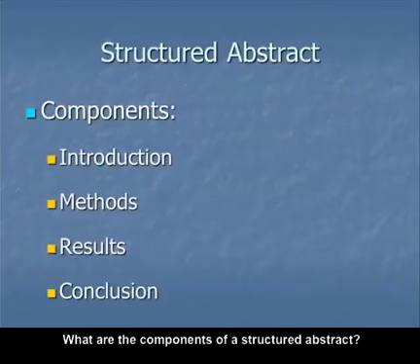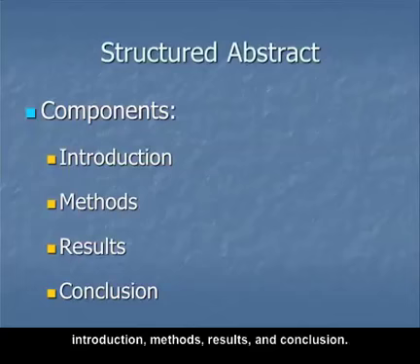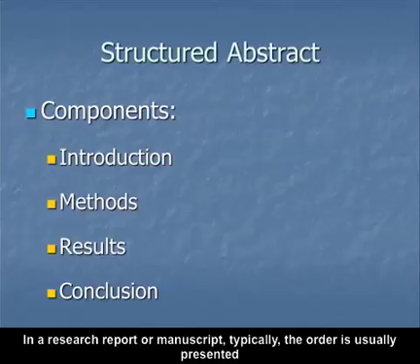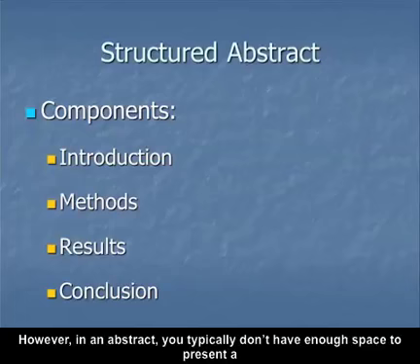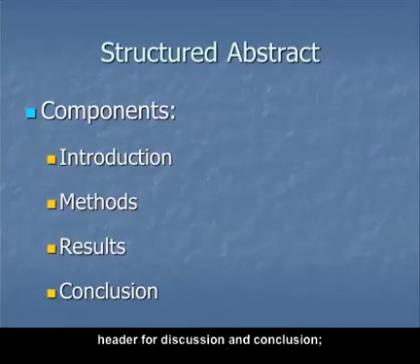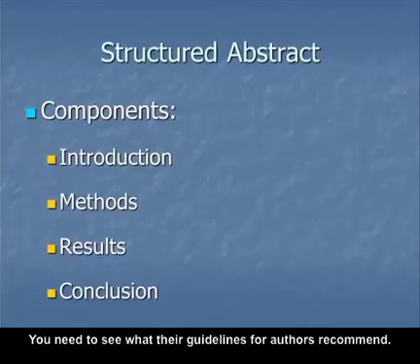So what are the components of a structured abstract? Just like a research report, they fall into four categories: introduction, methods, results, and conclusion. In a research report or manuscript, the order is usually presented as an introduction, methods, results, a discussion, and a conclusion. However, in an abstract, you typically don't have enough space to present a header for discussion and conclusion. However, this may vary from journal to journal, and you need to see what their guidelines for authors recommend.